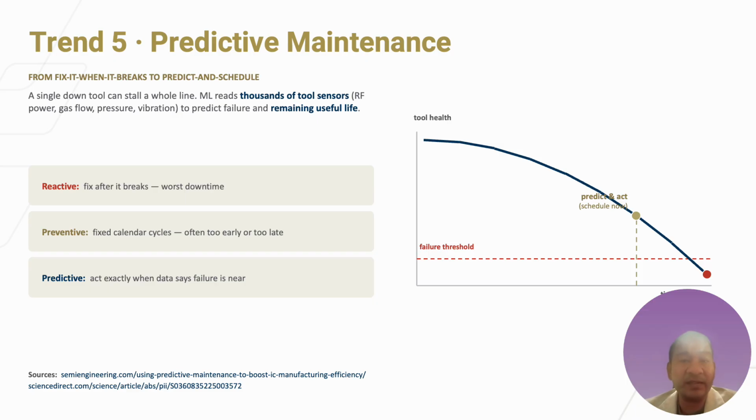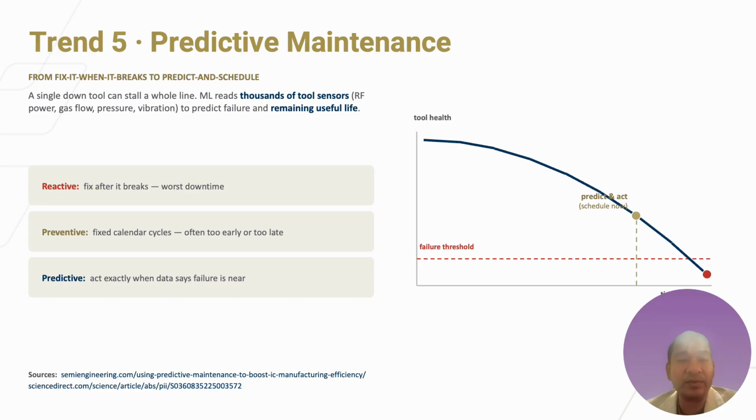Trend 5 is predictive maintenance. A single broken tool can stall an entire production line, so you would like to fix it at exactly the right moment. There are three ways to do maintenance: fix it after it breaks, which causes the worst downtime; fix it on a fixed schedule, which is often too early or too late; or predict the failure from the data and schedule the repair at the ideal time.